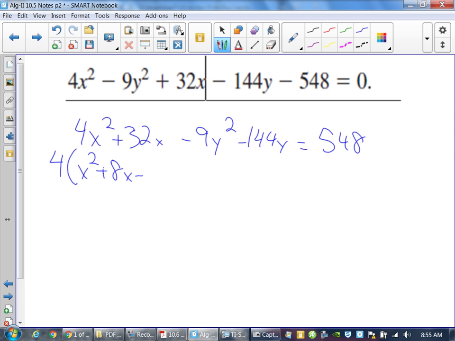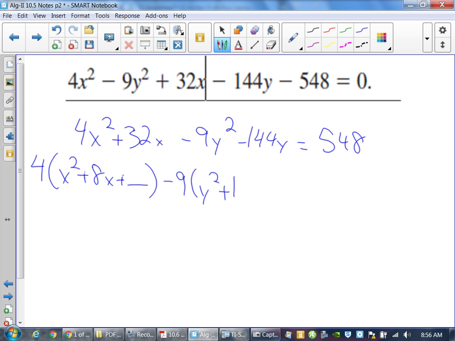4 times x squared plus 8x blank, and then take out the negative 9, and I get y squared plus, I believe, 16y. So we have 548. Now I took out a 4 times something and a negative 9 times something, so I have to put them back on the other side. Whatever that a value comes out on the left, that a value has to go back to the right. That's the trick.